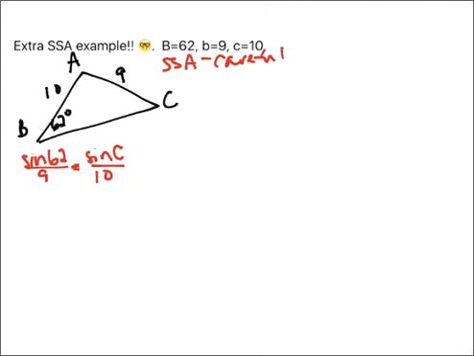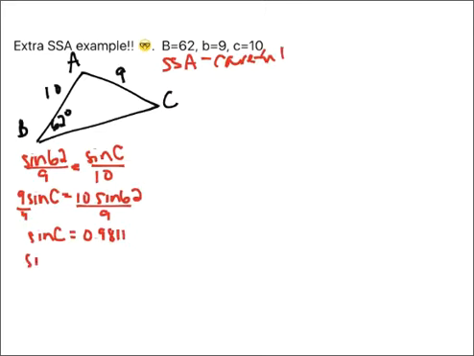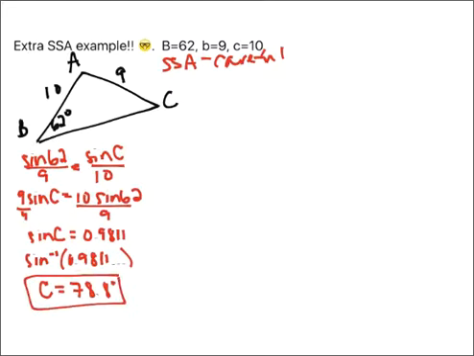If you cross multiply, you get that, divide both sides by 9, you're going to get that the sine of C is 0.9811. So if you do the arc sine or the inverse of sine, this time it's going to work because that's smaller than 1, we're good. You're going to get that angle C is equal to 78.8 degrees. So there's angle C, 78.8.